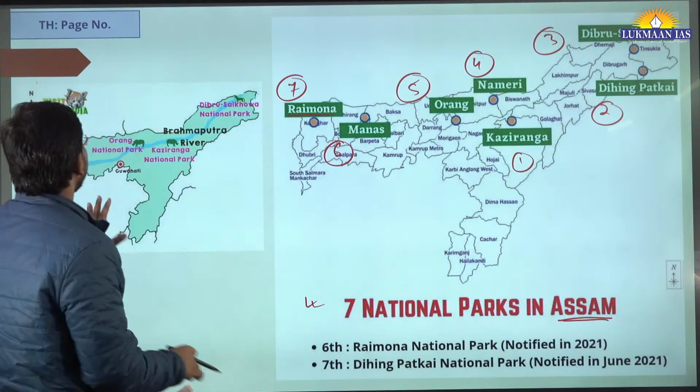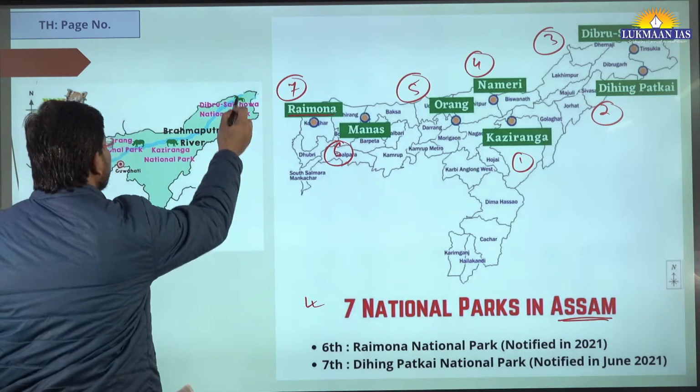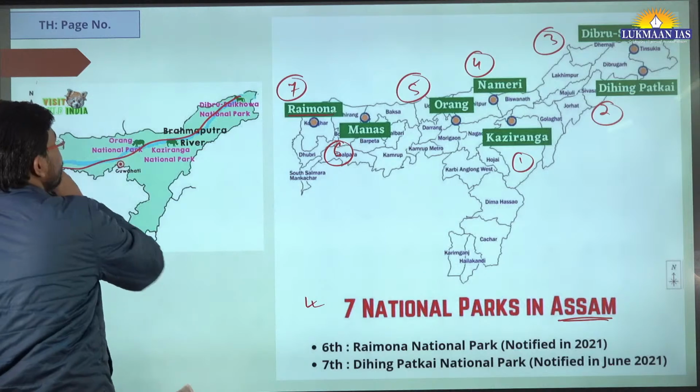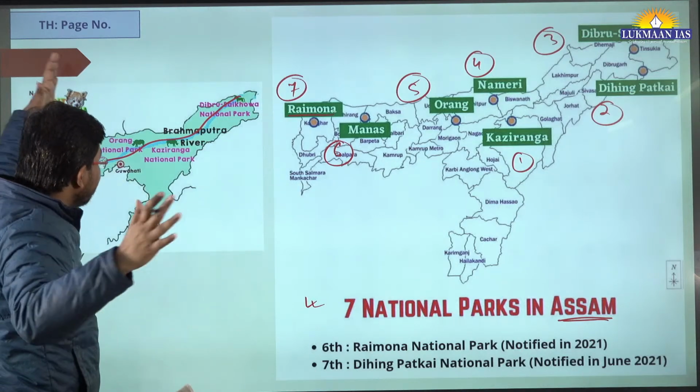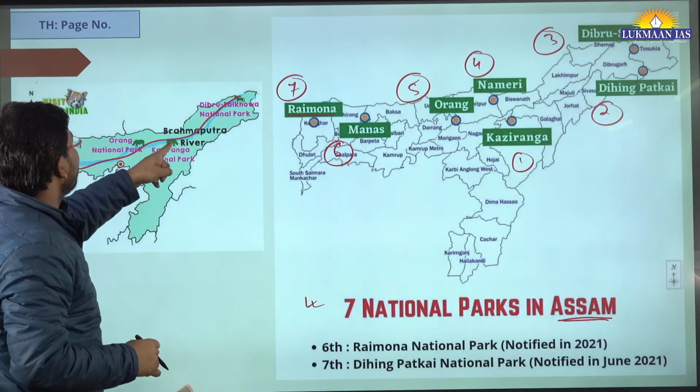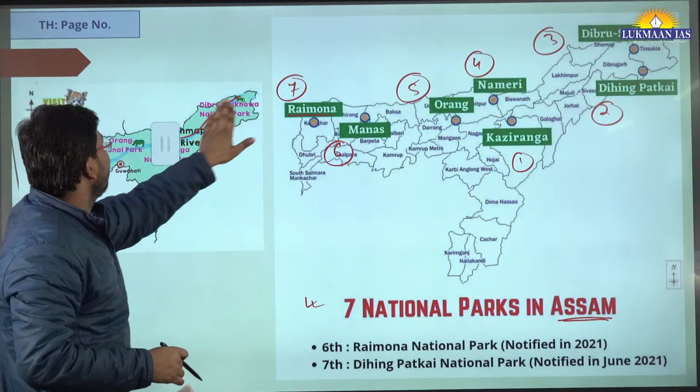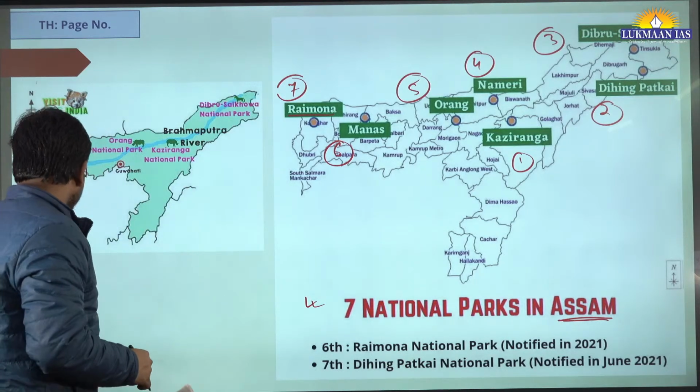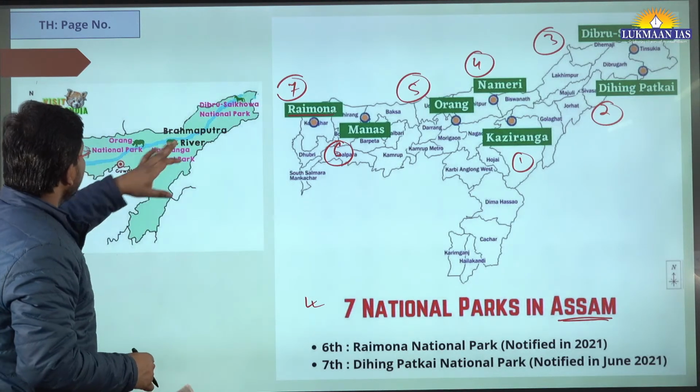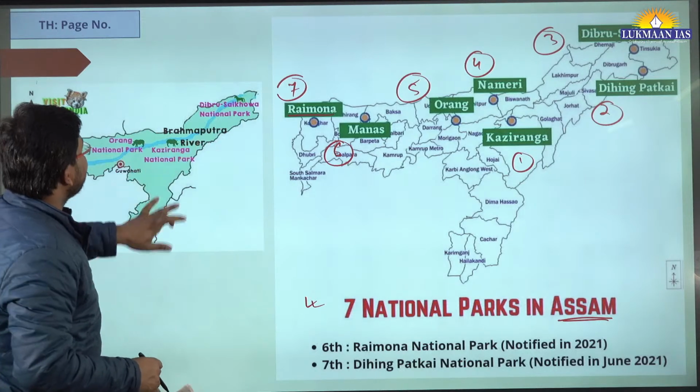And this is the map of the Kaziranga National Park. The Brahmaputra river flows through it. Kaziranga National Park is so big that the Brahmaputra flows through some portion of it. This is the state of Assam.